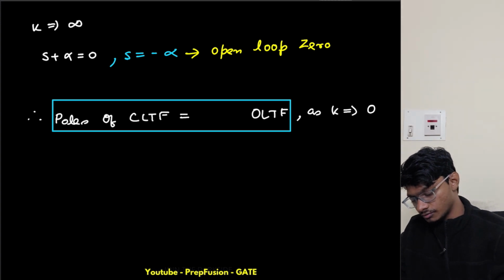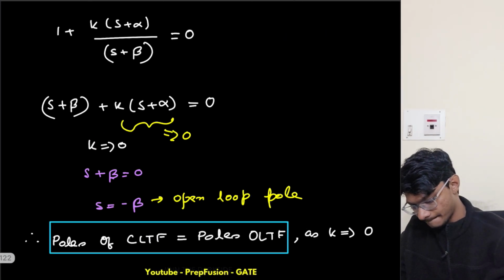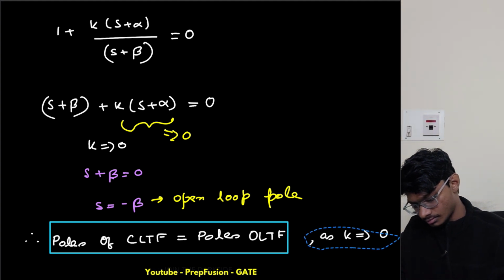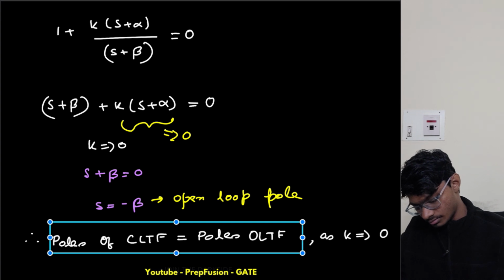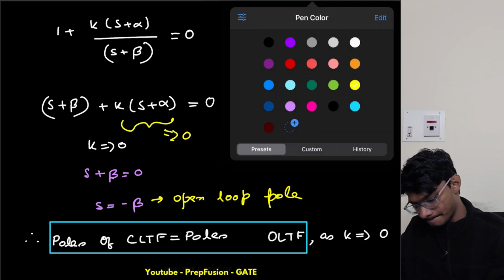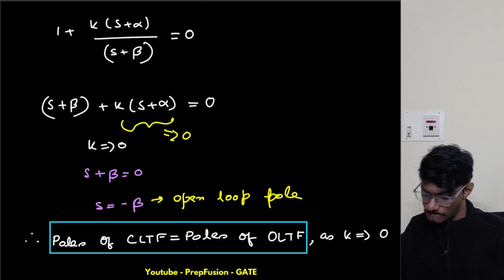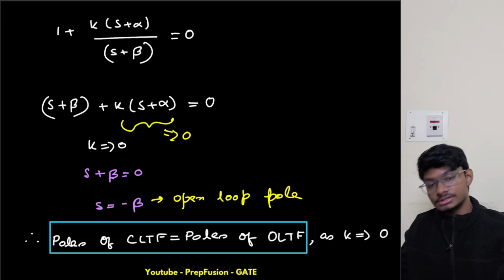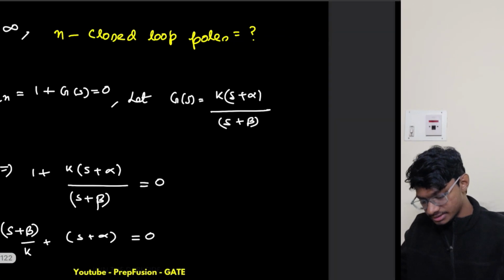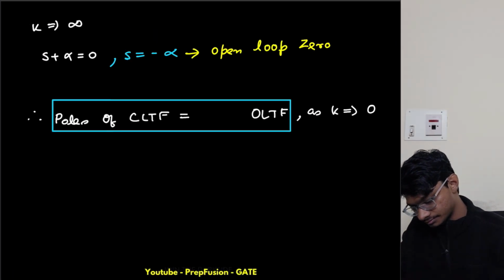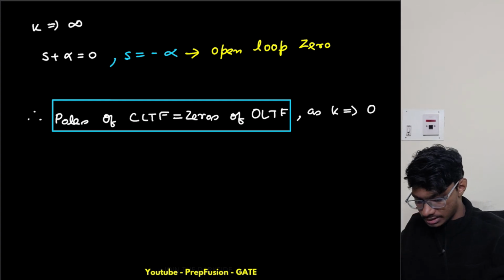CLTF's poles go to zeros of OLTF. So this is basically poles of OLTF, and this is zeros of OLTF, as k tends to infinity.